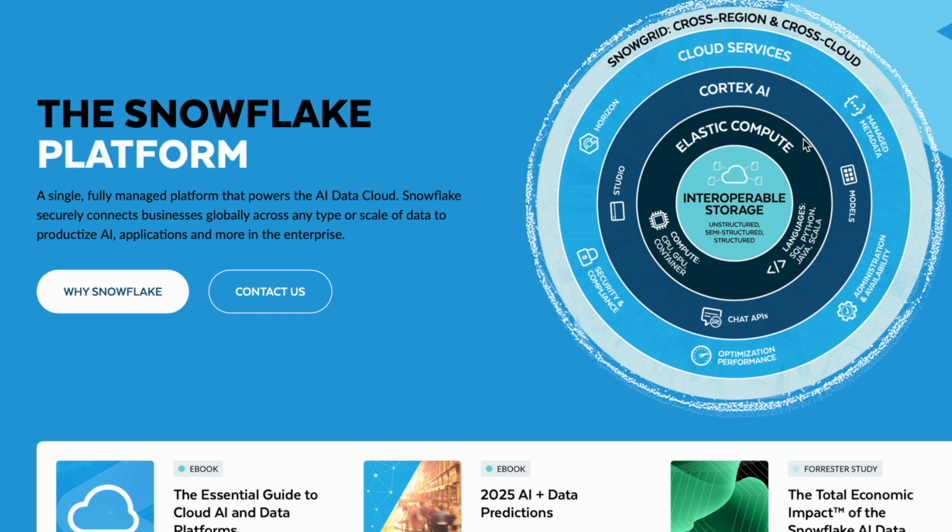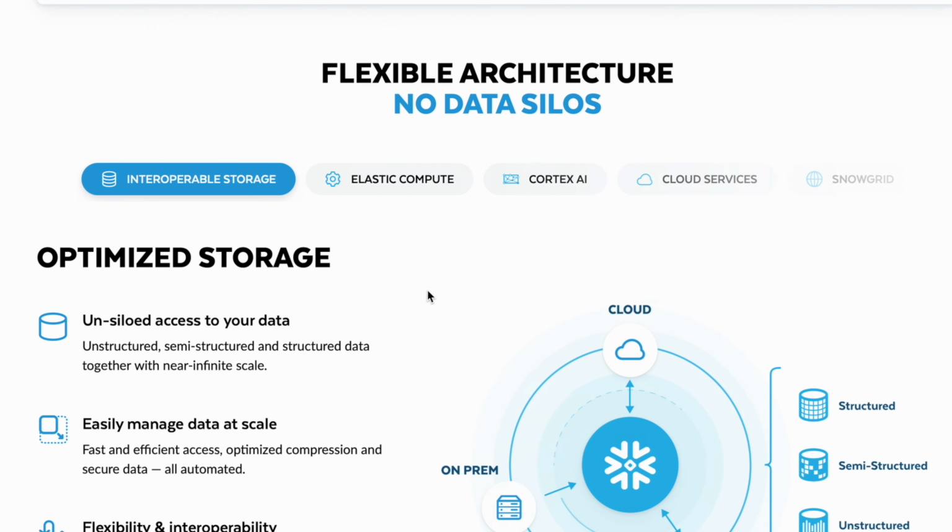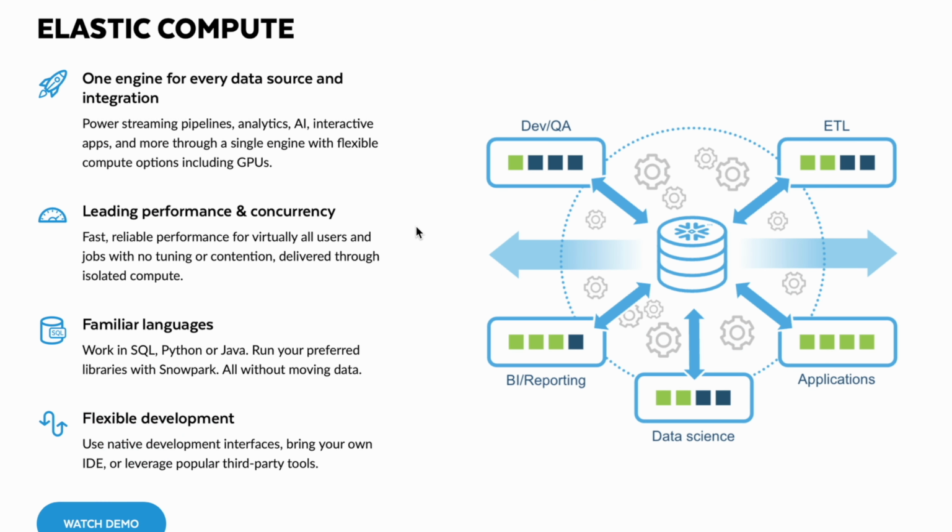And then all around that data, they have what they're calling elastic compute. And while that sounds like a fancy name, what you'll see is it's a lot of the stuff you would expect in your basic data warehouse with things like business intelligence and reporting, data science, applications, and ETL.